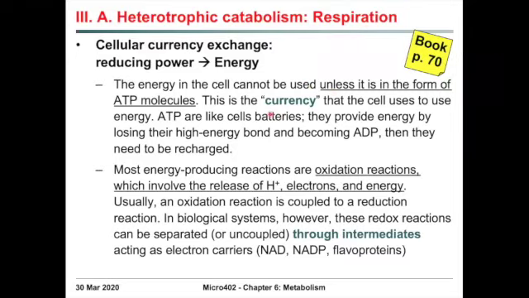So let's go through this really slowly. So first of all, you have 2 currencies. You have electron currency, which is the electron carriers, NAD and the like, and you have an energy currency, which is the ATP. So you want to do this exchange, and most of the energy producing reactions, as you will know, go through these intermediates, NAD, NADPH, and the flavoproteins.